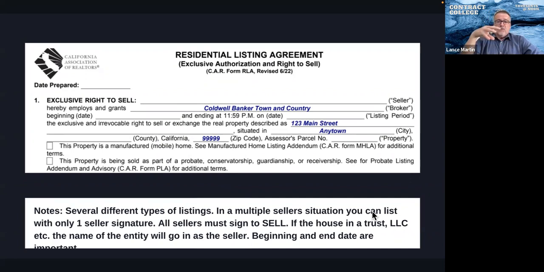Even if, let's suppose, the wife is the only one on title, Sally Smith, sole and separate property. But the court said this has to be sold. Maybe Sally really doesn't want to sell it, but the court says you've got to sell it. Then Sally's going to sell it. There's going to be documentation. If there truly is a court order, I probably would reference that court order in the listing agreement. Say this listing is subject to court.